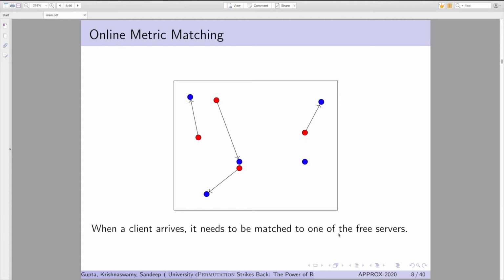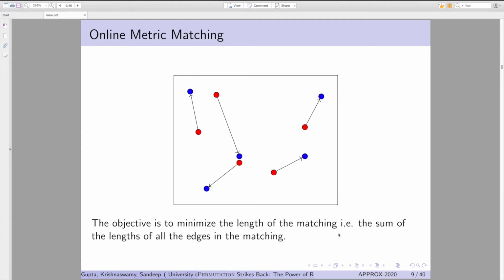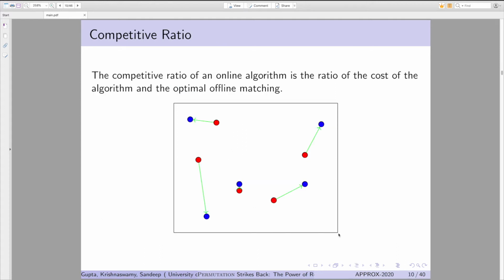And so this continues till all the k clients arrive, and the objective is to minimize the total length of the matching. That is the sum of all the edges used in our matching. And like in any other online algorithm, our goal is to minimize the competitive ratio of the algorithm. By competitive ratio, we mean the ratio of the cost of the algorithm and the optimal offline matching.